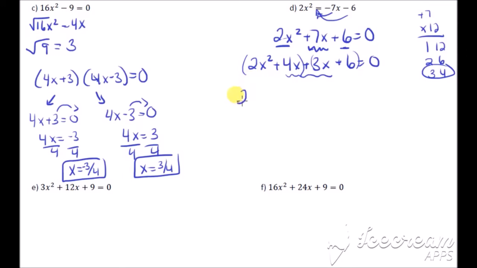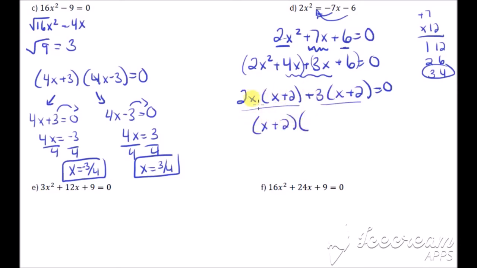So let's factor out a 2x, and we're left with x plus 2. And let's factor out a 3, and we're left with x plus 2. And now we common factor one more time out of these two terms. We common factor out the x plus 2, and we're left with 2x plus 3. Okay, I'll do the full work.